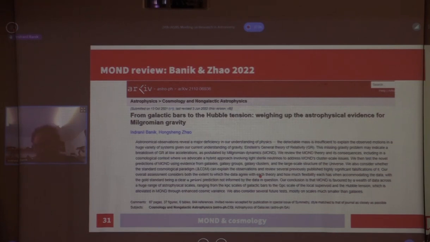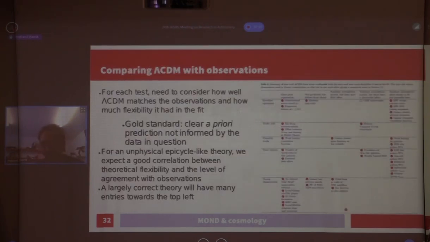So I've recently done a review on MOND, which you can see in the screenshot here, that's been accepted for publication in Symmetry. What I've done is I've compared lambda CDM and MOND with observations. I've considered both how well each theory matches the observations and how much theoretical flexibility there was, so that ideally there wouldn't be any, because you'd have made a clear a priori prediction not informed by the data you're using to test the theory.